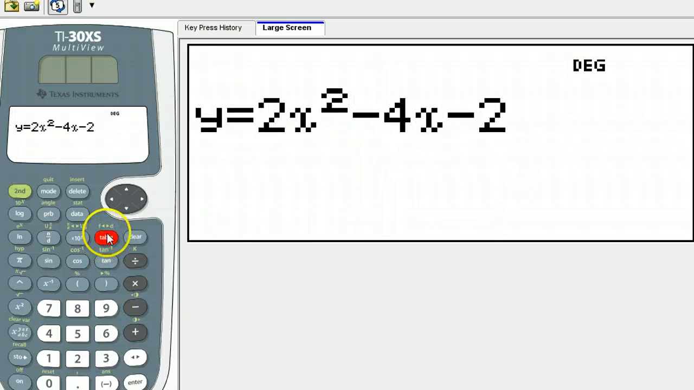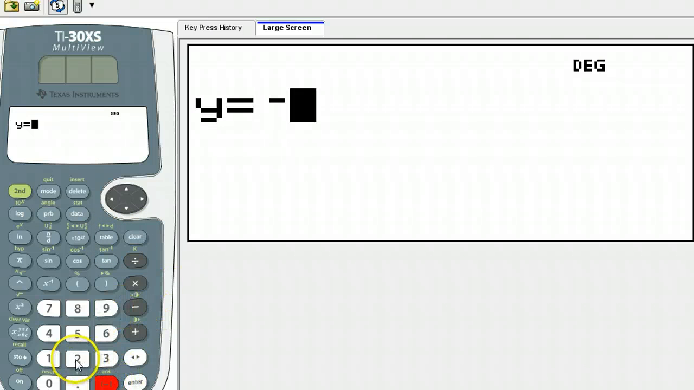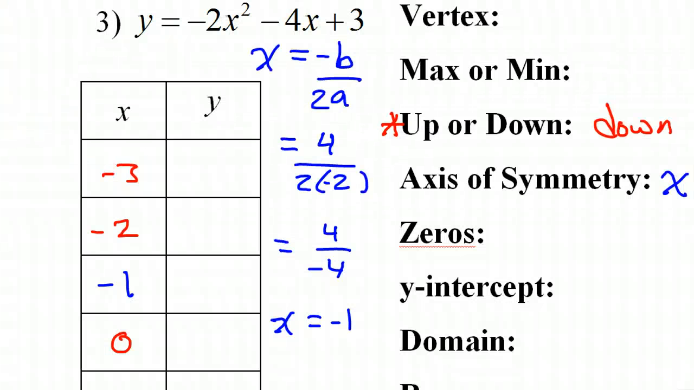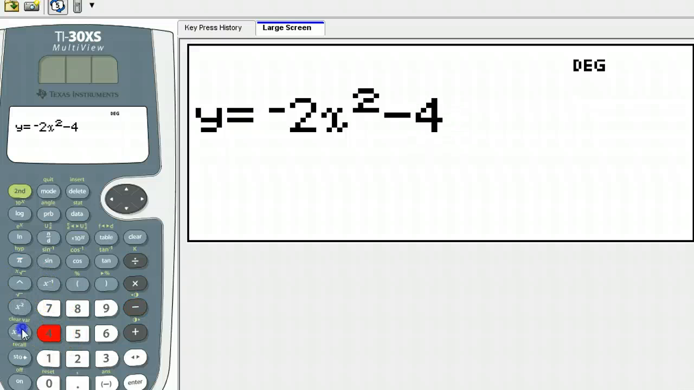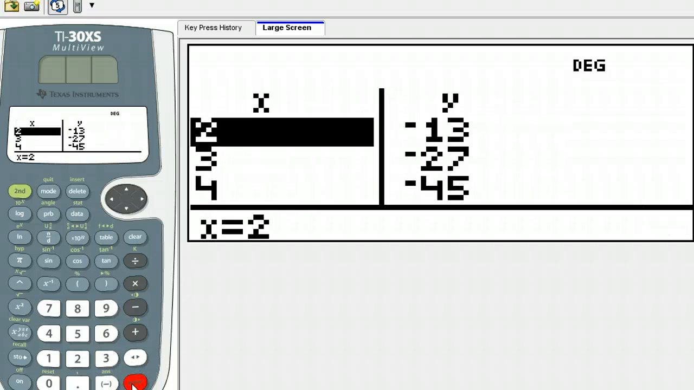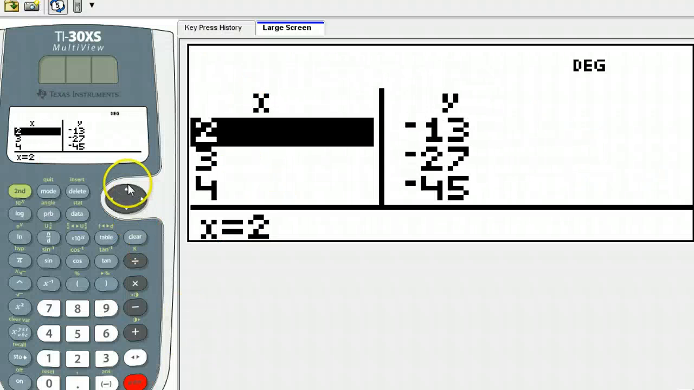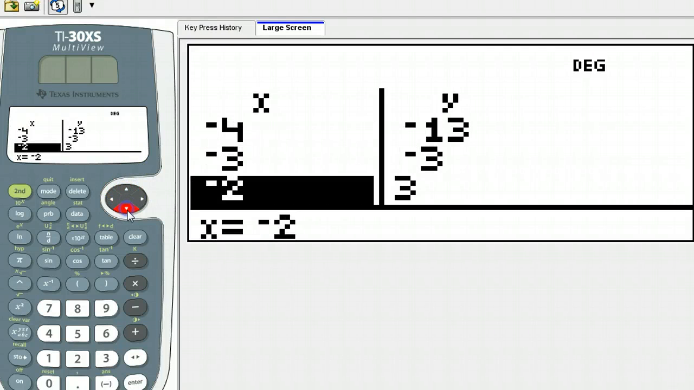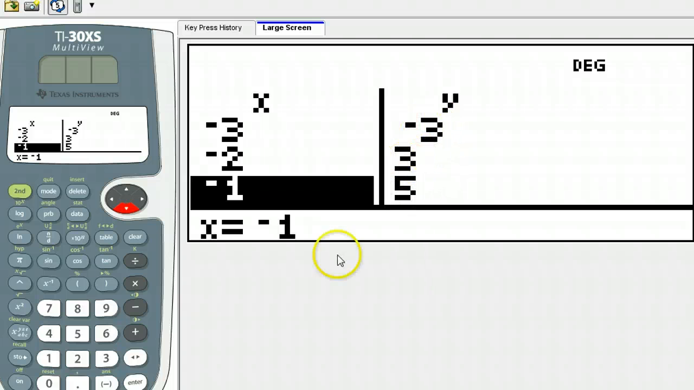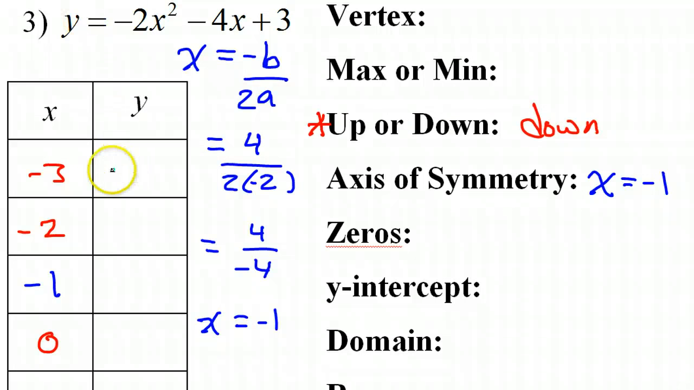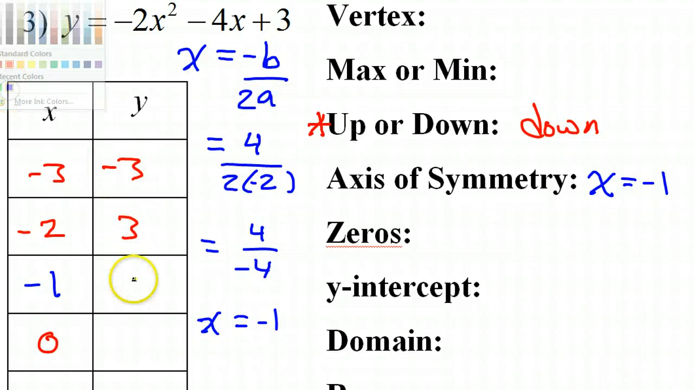So we're getting to the table. Here we go. So this was going to be negative 2x squared, and then negative 4x plus 3. Okay, so there's my equation. I'm going to hit enter like 5 times. 1, 2, 3, 4, 5. Alright. We need to start here at negative 3, so I'm going to scroll. Alright, so I've got negative 3, 3, and 5.